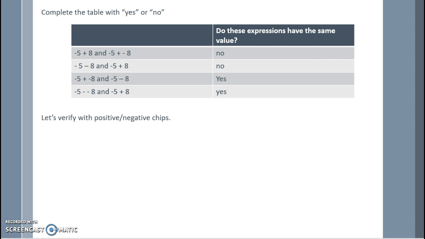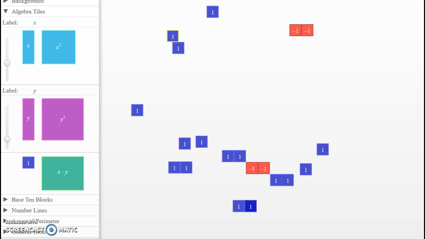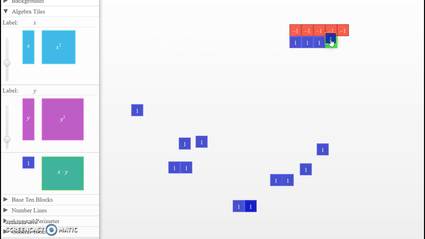So let's verify this with positive and negative chips. Let's start with the first one. It was -5 plus 8. So here's -5: 1, 2, 3, 4, 5, and we want to add 8 to it: 1, 2, 3, 4, 5, 6, 7, 8. So I see that we have a positive 3.